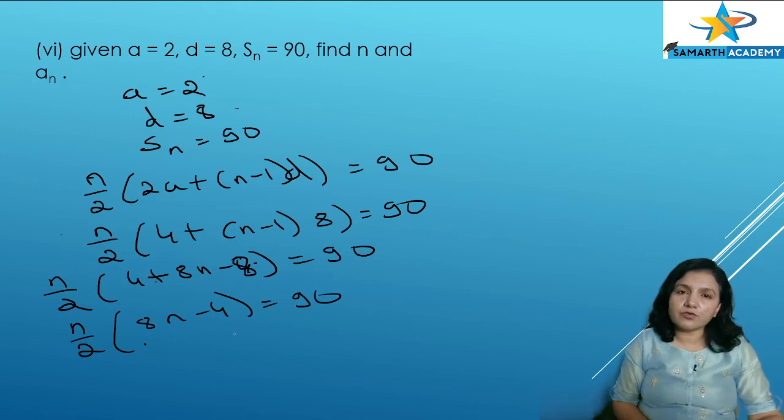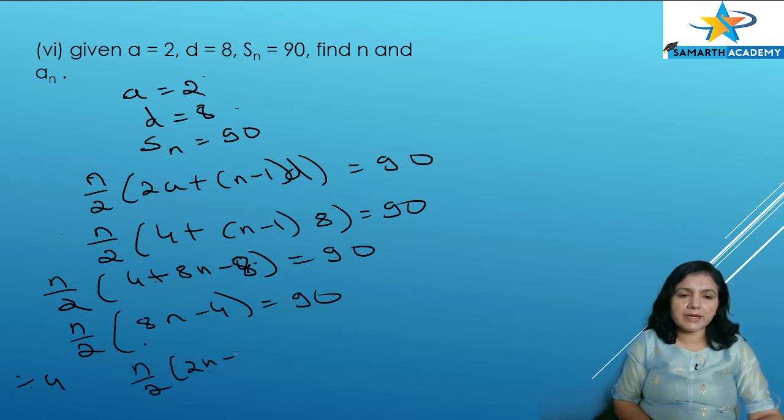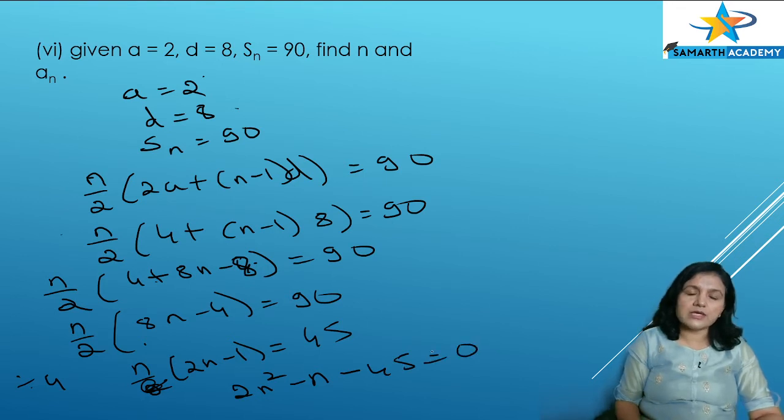Now I can see that 4 is common throughout. Let me divide the whole equation by 4. Dividing by 4, what we get? N by 2 into 2n minus 1 is equal to, I'll send this to that side, so that was 90 into 2, and dividing by 4, this becomes 45. So 2n square minus n minus 45 is equal to 0. This is the quadratic equation which we need to solve to get the value of n.